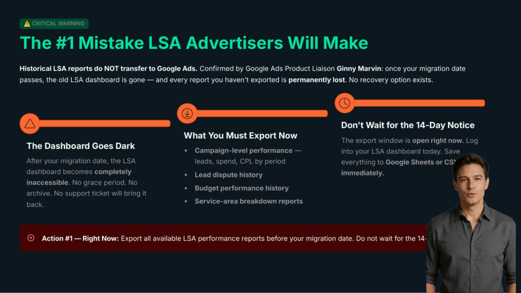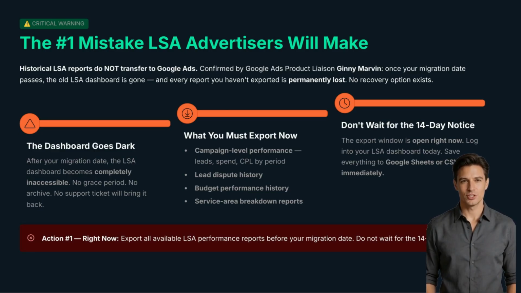The action is simple. Don't wait for the 14-day migration notice. Log into your LSA dashboard right now. Export every available performance report, campaign-level data, lead data, budget history, and service area breakdown. Save them to Google Sheets or CSV. Do this today, regardless of whether you've received a migration notice.